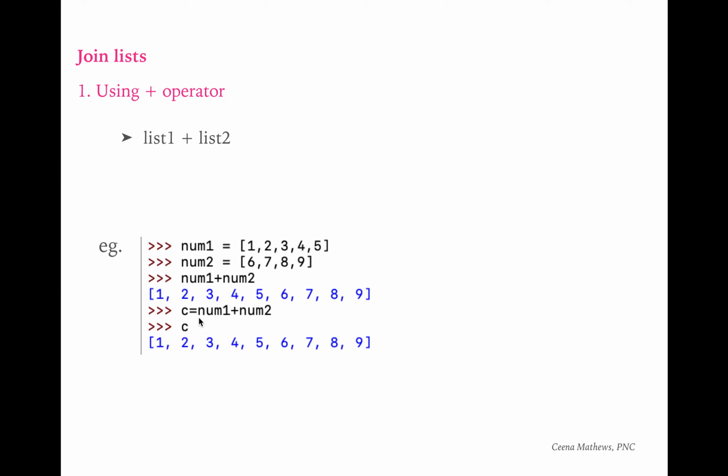Okay. The same can also be done like this. You can assign it to a variable, that is list name, and this joined list is assigned to this variable, and when you type the list name here, it displays the joined list.